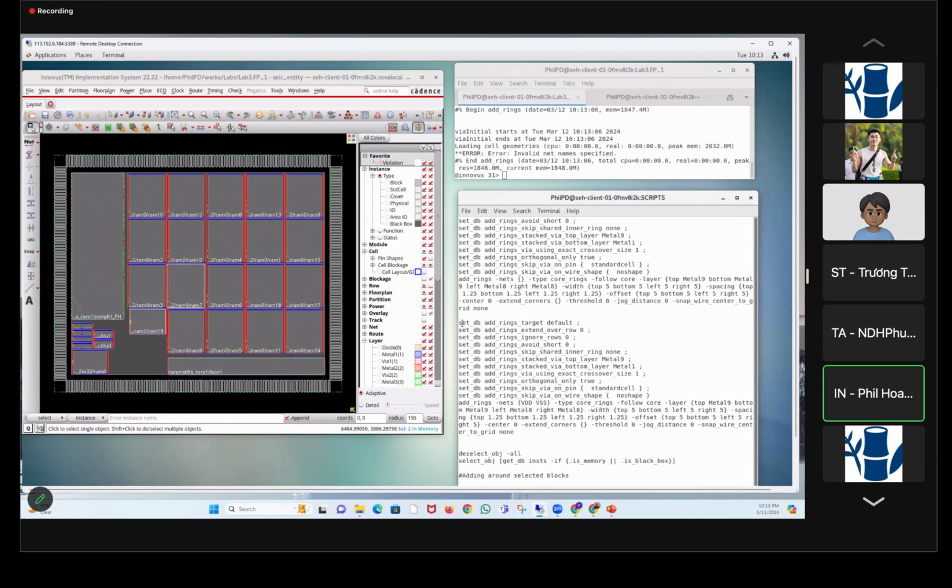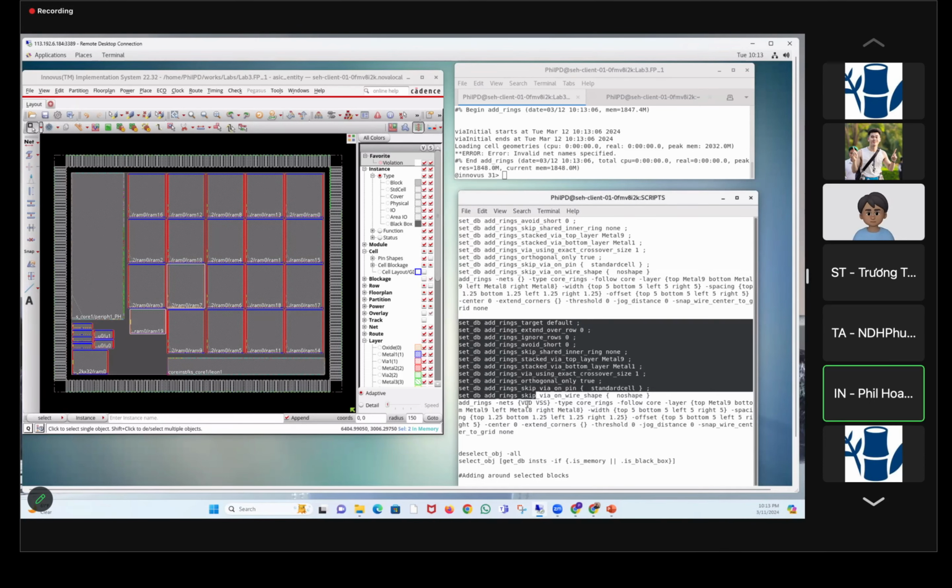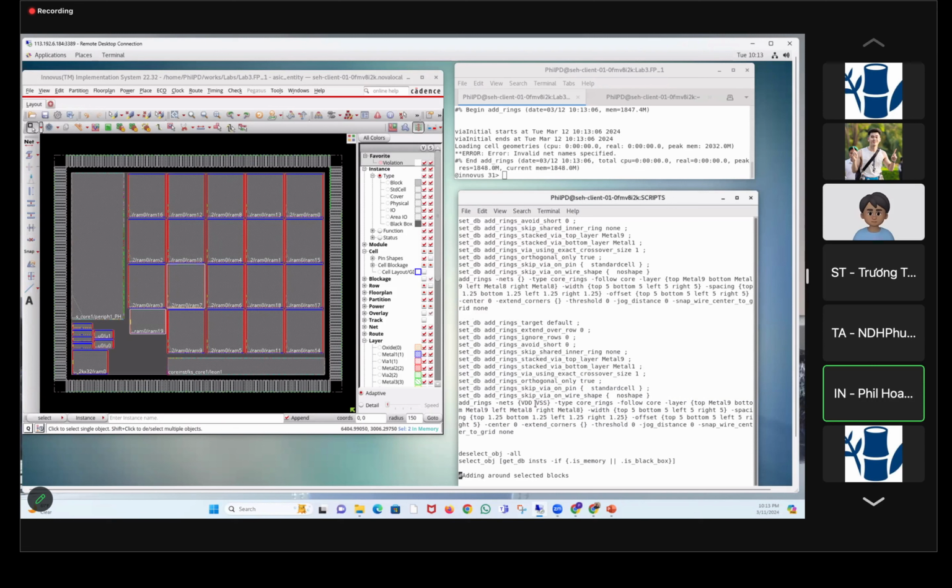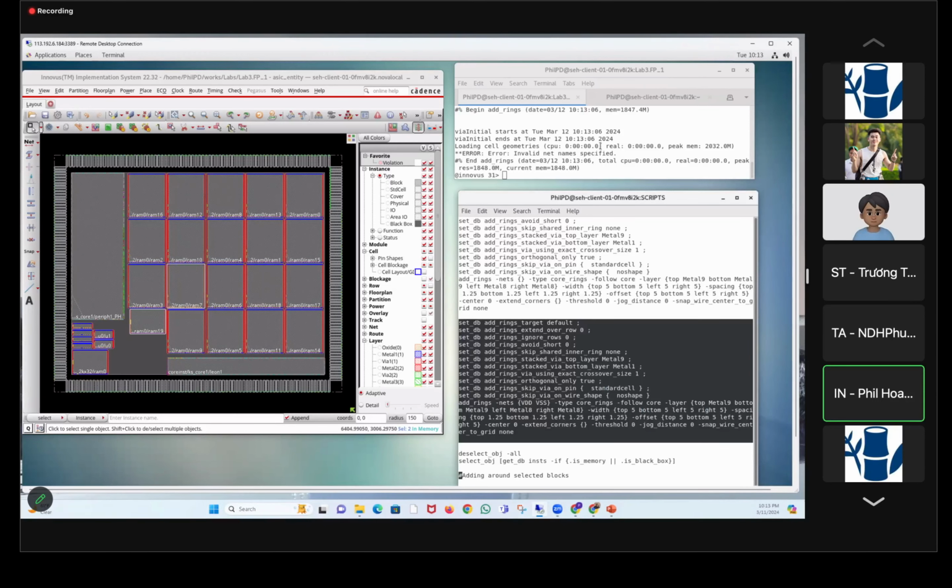Okay, so next one you do it again, and then you give it this net name VDD VSS. You see here, so you're gonna run again and see what happens. So now it's not clear, but you can see here the ring has been added. But if I turn off the pin shape, it's obvious. Right? You see this ring is added around the core, right?